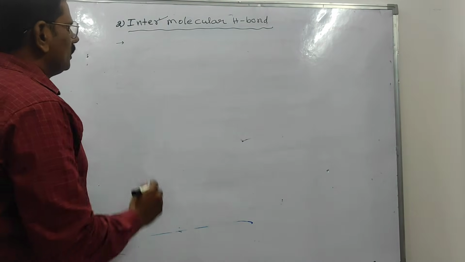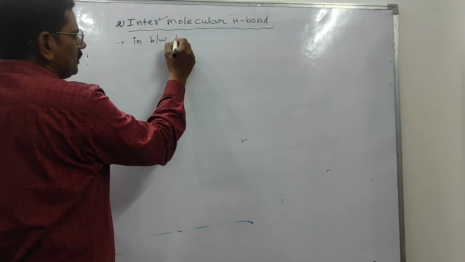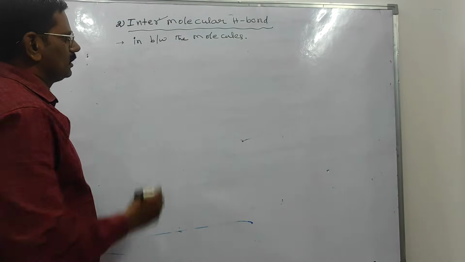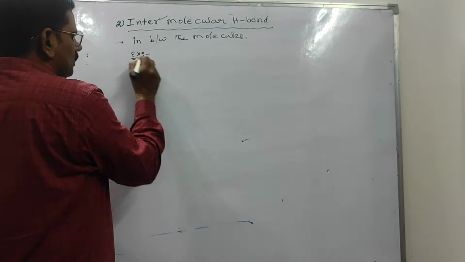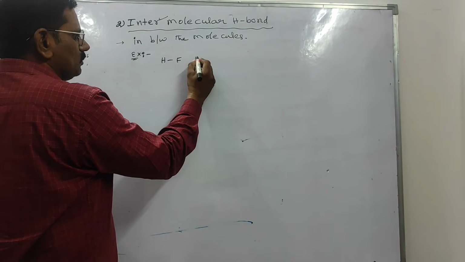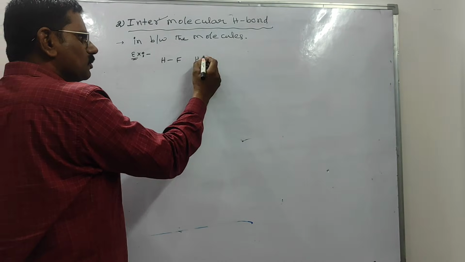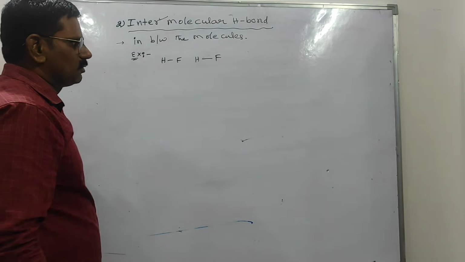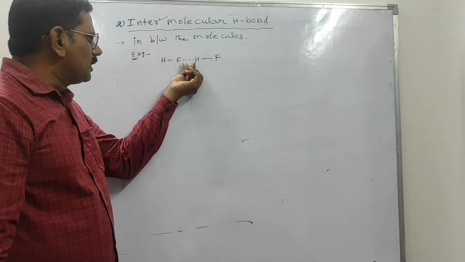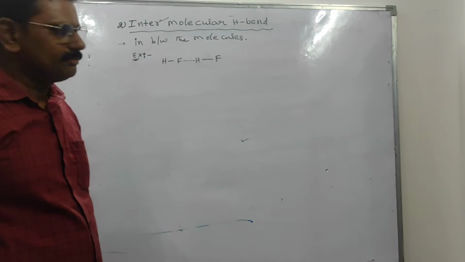Now, intermolecular hydrogen bond. The hydrogen bond which is formed in between the molecules is the intermolecular hydrogen bond. Example: hydrogen fluoride. When one hydrogen fluoride molecule comes closer to another hydrogen fluoride molecule, a hydrogen bond develops. Because this hydrogen bond is in between the molecules, it is called intermolecular hydrogen bond.